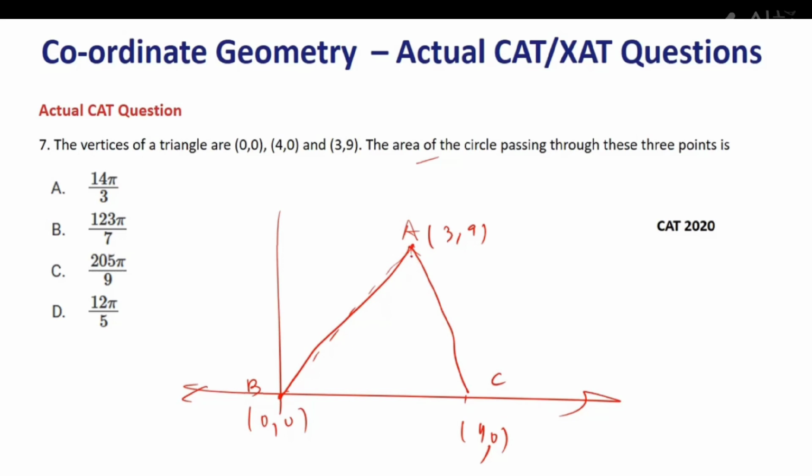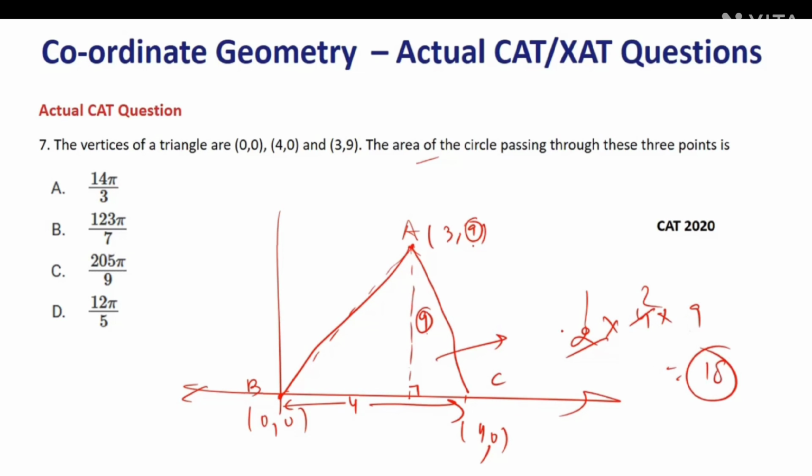So if you see for this point, the length of the height is equal to 9. From any point, the length to the x-axis represents the y coordinate. This base is nothing but equal to 4. So area of this triangle is equal to half into 4 into 9. So area of the triangle is 18.